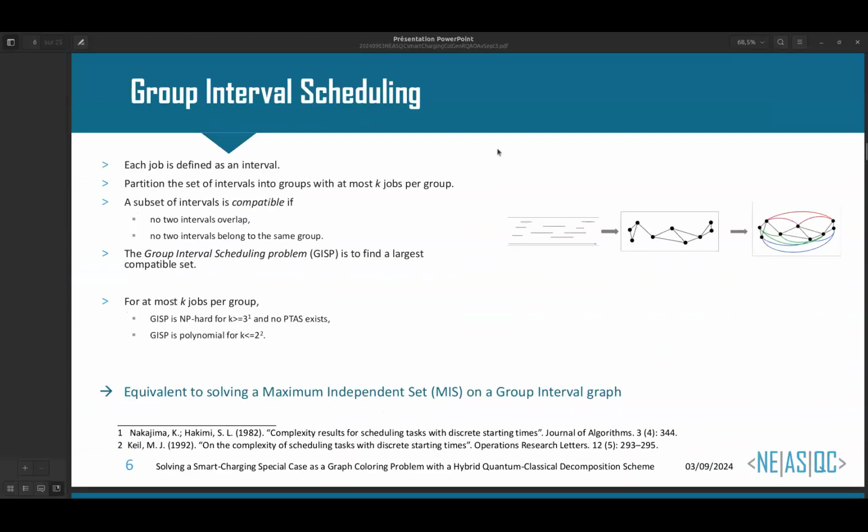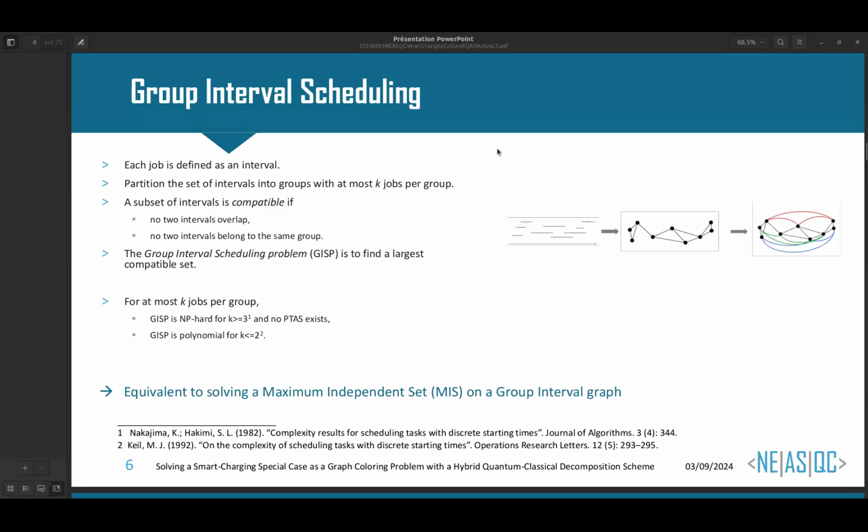So in this case, each job is defined as an interval, corresponding to the charge interval of one vehicle. We partition the set of intervals into groups with at most k jobs per group. And a subset of intervals is said to be compatible if the two constraints are accounted for: no two intervals should overlap, and no two intervals belong to the same group. Then the group interval scheduling problem is to find the largest compatible set.